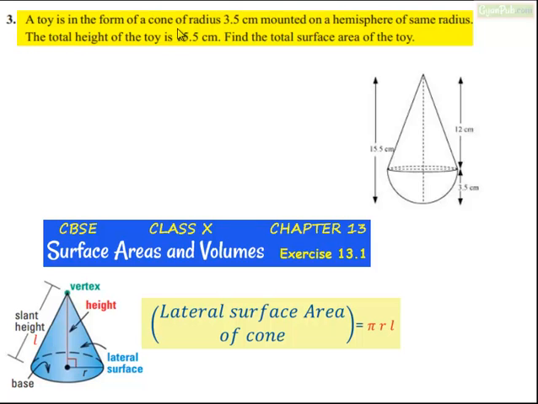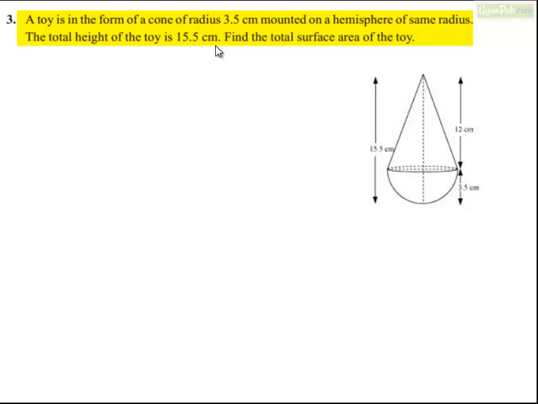A toy is in the form of a cone of radius 3.5 centimeters mounted on a hemisphere of the same radius. The total height of the toy is 15.5 centimeters. Find the total surface area of the toy. Now coming to the solution.